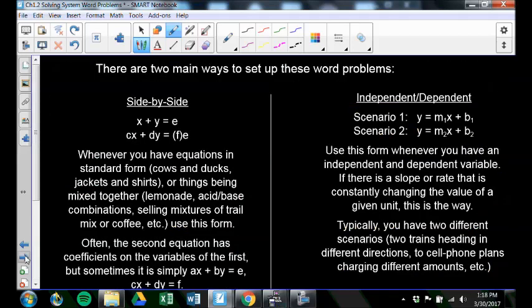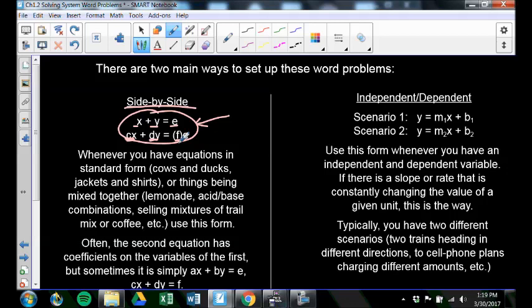All of these problems set up in one of two ways for the most part. Not all, but most of them. I call it either side by side, where you have a standard form equation with the x's and the y's together. And if ever you mix things or combine things, you have cows and ducks or shirts and jackets or lemonades, things that are being mixed up together, it's often going to set up in this form. Usually, you have x plus y equals something, and then a coefficient on x, a coefficient on y, and a coefficient on the something. Not always, but usually.